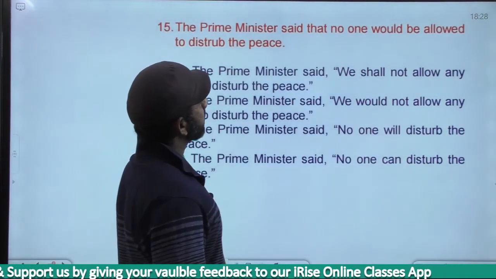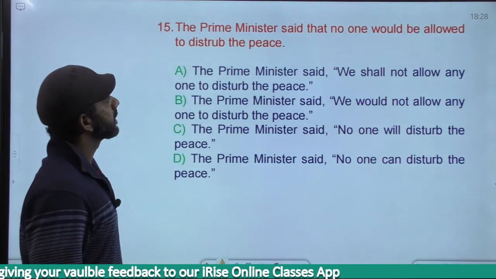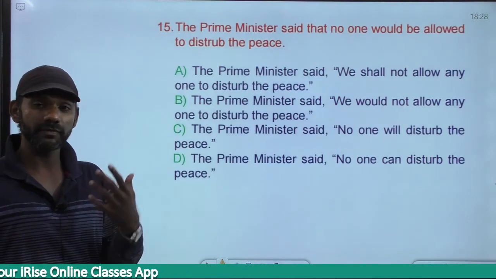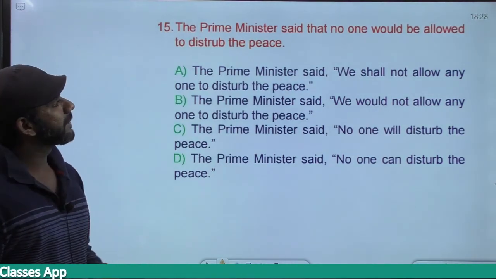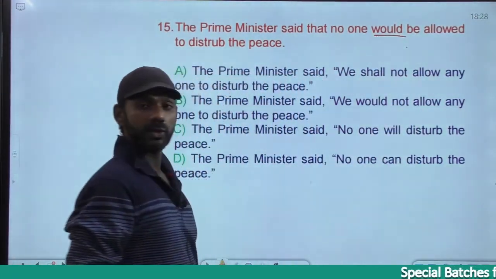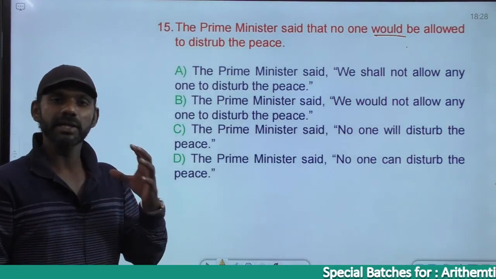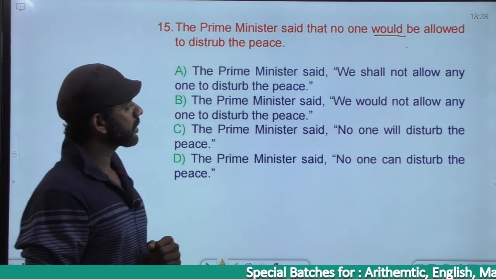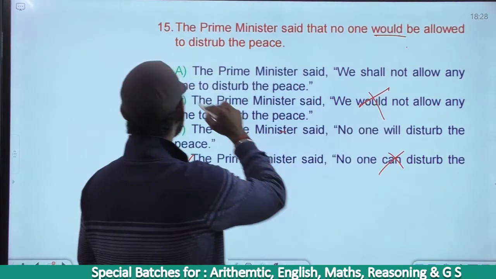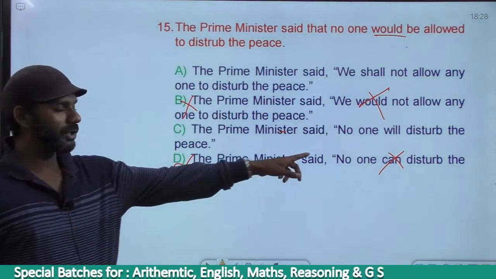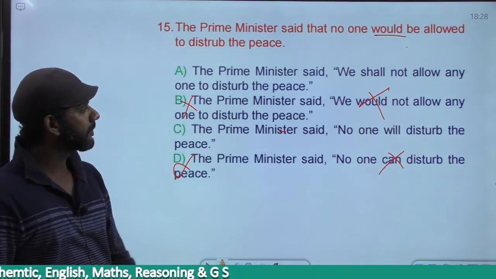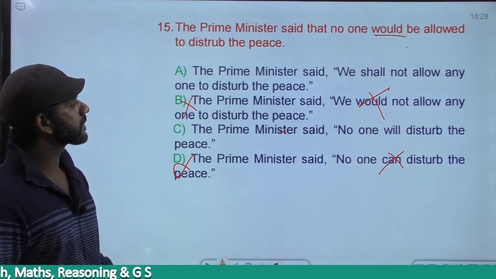The Prime Minister said that no one would be allowed to disturb the peace. Indirect speech. We have to convert from indirect to direct. The Prime Minister said that no one would be allowed to disturb the peace. Would changes to will or shall, indirect to direct. Based on that, option D is eliminated, because will or shall is not there. We have could in option D. Could changes to can, indirect to direct. Gone. Then B says would, eliminated. Now we have two options left, A and C.